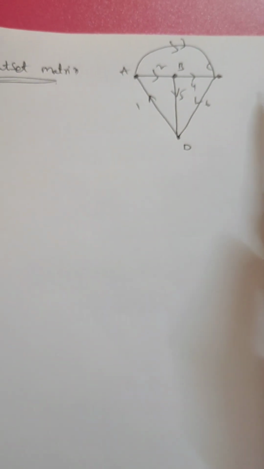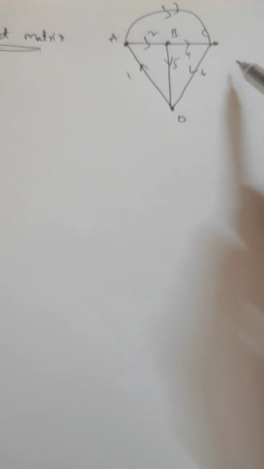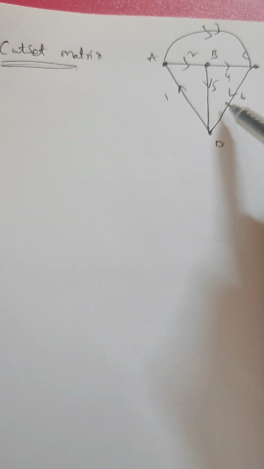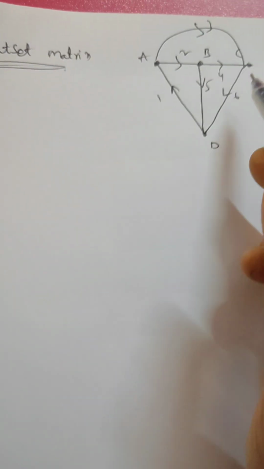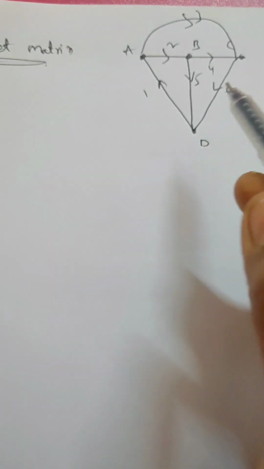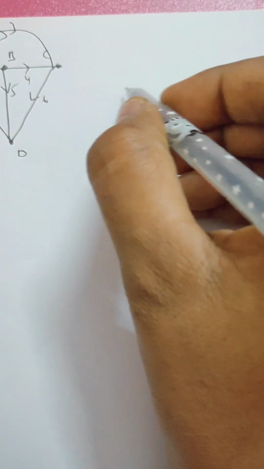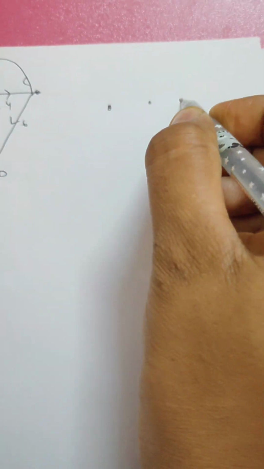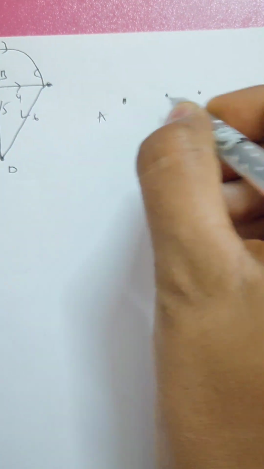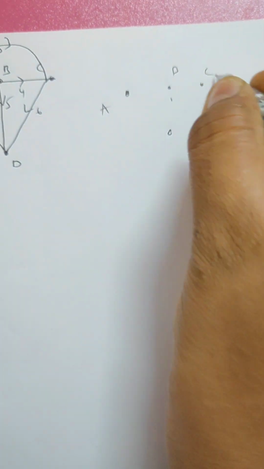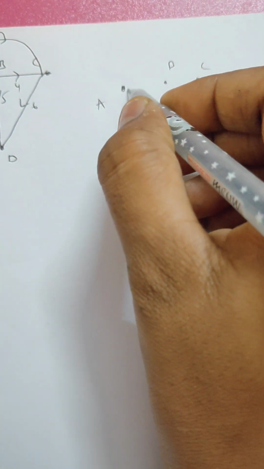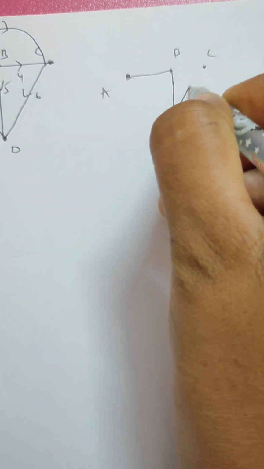Now we will see how to write the cut set matrix for the same network graph. For the cut set matrix also, first of all we have to consider the tree configuration. Here I am considering the tree configuration of the same graph, which has 4 nodes A, B, C, D, and no closed loop. This is the one we are considering.